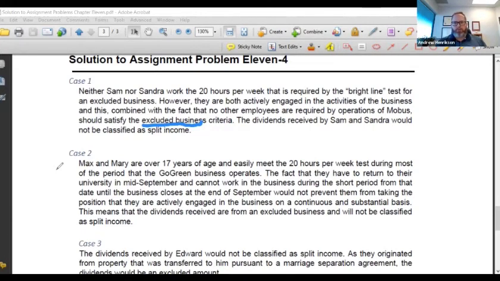So Max and Mary are both adults. They both easily meet the 20 hours per week during the season it operates. They're doing 40. So the fact that they're going to university and all that is irrelevant. That's not during the operating season. They're clearly involved in the business on a continuous and substantial basis. So those dividends are going to be excluded from this rule under that excluded business.